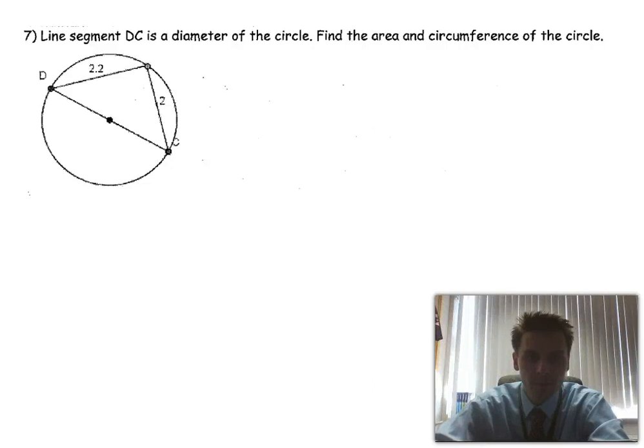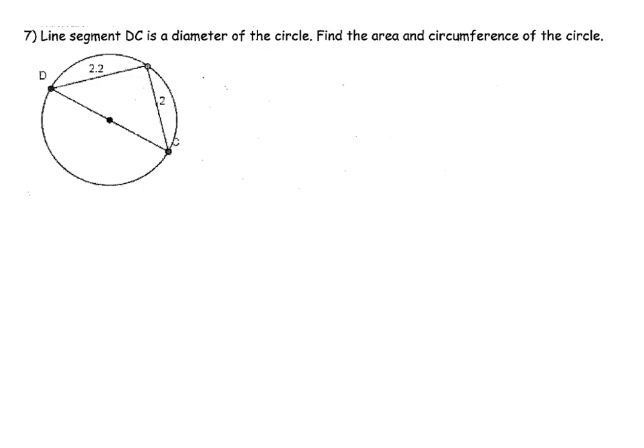All right, and we're here with problem number 7 and problem number 8 from the Geometry Chapter 8 practice test. Number 7 asks us to find the area and the circumference of the circle, and we're told that DC is the diameter of the circle, so therefore this angle right here has to be a right angle, going back to inscribed angles and circles. That would be a good question to ask if there's no right angle here. Is this a right angle? And yes, it is. So therefore this is a right triangle.